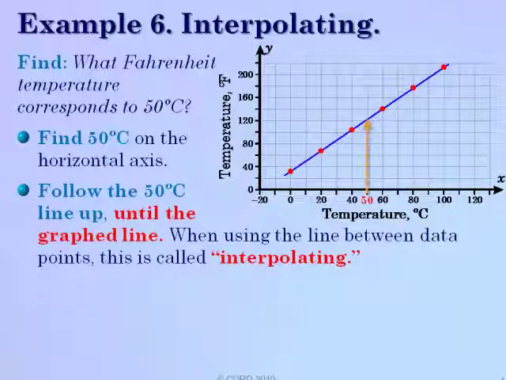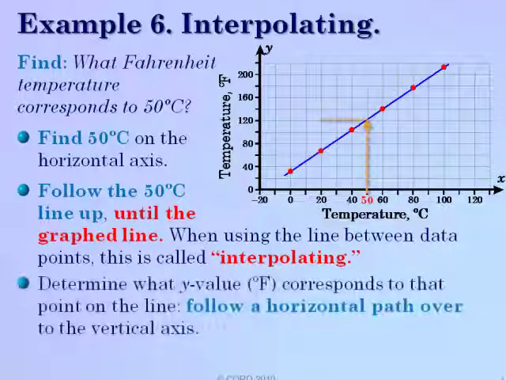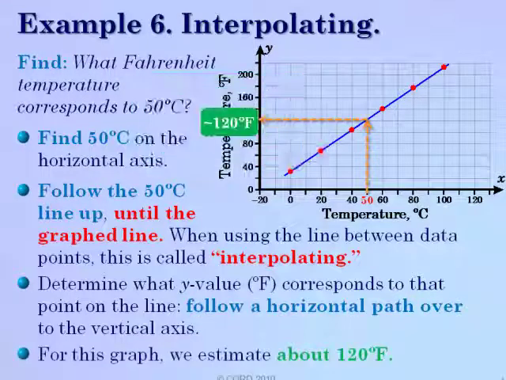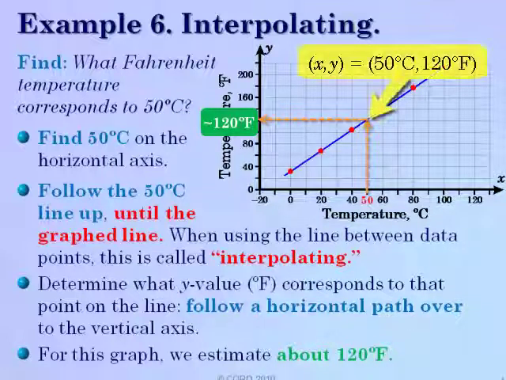We're going to have a line that goes between two dots and hopefully truly represents the relationship between Fahrenheit and Celsius. We call this interpolating, and now we find over that the Fahrenheit temperature that corresponds to that is 120 degrees Fahrenheit. So again, the ordered pair for this relationship would be 50 degrees Celsius, 120 degrees Fahrenheit.